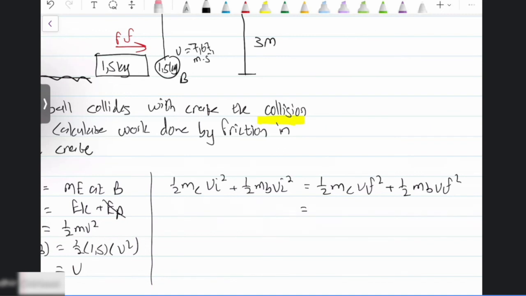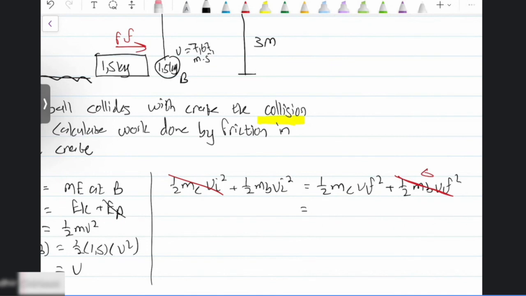Now what we're going to do from here, guys, is we're essentially just going to sort this out for the crate. We know that the velocity of the crate was 0 before the collision. And then, because it's an elastic collision, let me just go and read this again. Okay, yeah. They don't specify, but we're going to assume that this ball after the collision comes to rest for it to be an elastic collision.